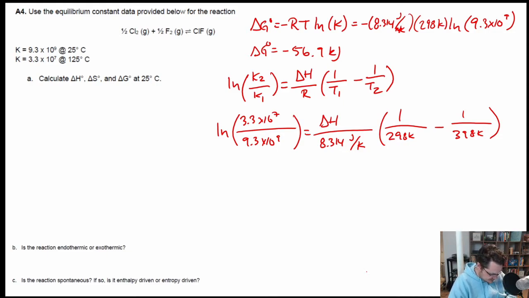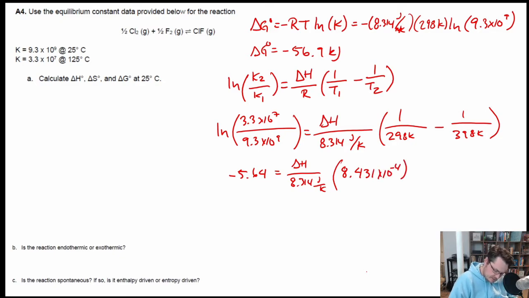And so what we're getting is natural log of 3.3 times 10 to the 7th divided by 9.3 times 10 to the 9th. This expression comes out to negative 5.64 equal to delta H over 8.314 J per K times 1 over 298 minus 1 over 398. That's equal to 8.431 times 10 to the negative 4. So we move all of that around: negative 5.64 times 8.314 divided by 8.431 times 10 to the negative 4. What we get is a value of negative 55.6 kilojoules, which is basically what I have in the answer key as well.